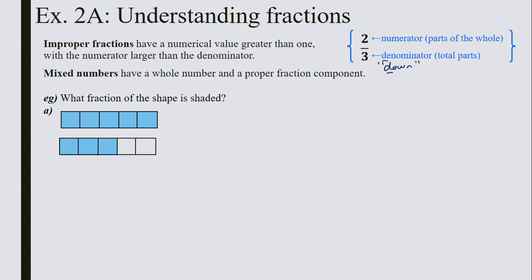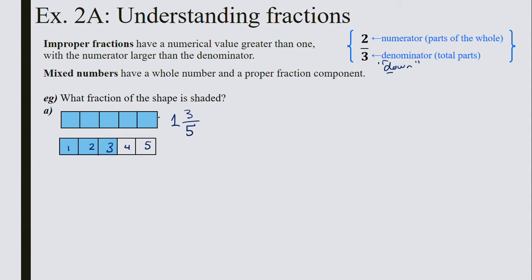So what fraction of the shape is shaded? We have here two long rectangles, each split into 5 parts. The first rectangle, all of it is filled in, which is one whole. And on the second rectangle, we've got 1, 2, 3 pieces out of 5 total shaded in.